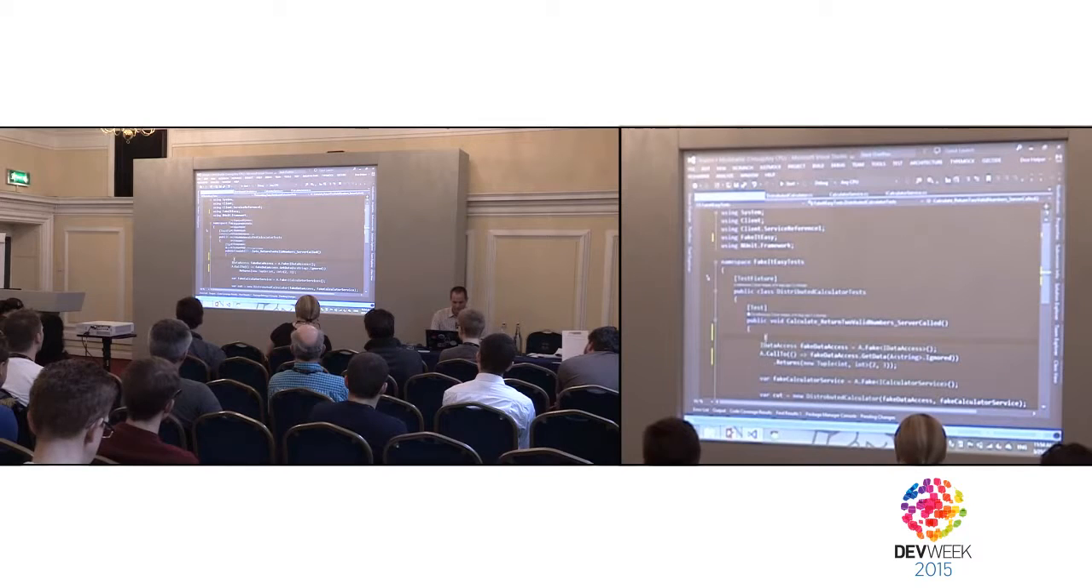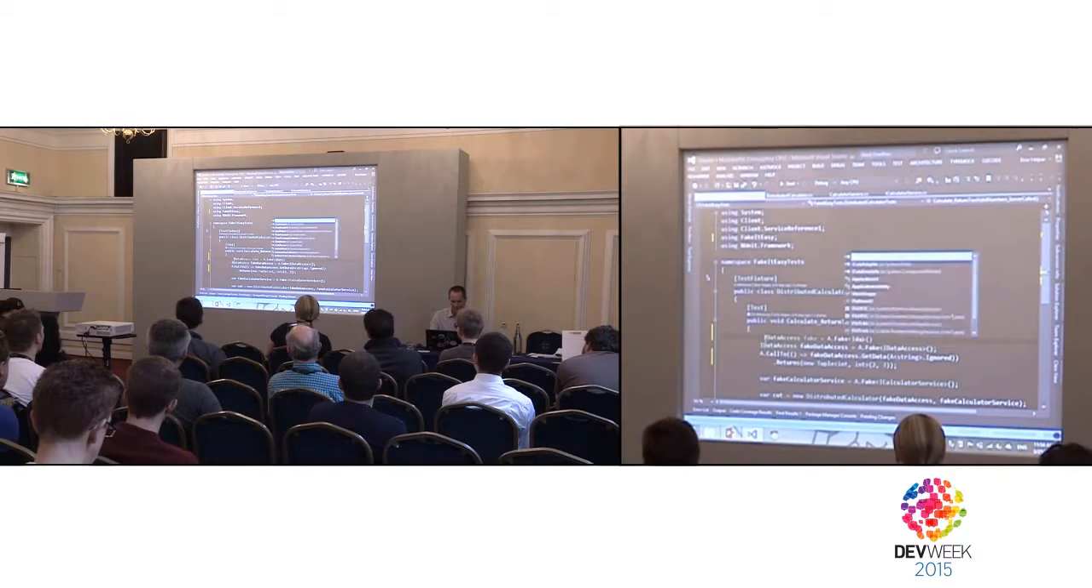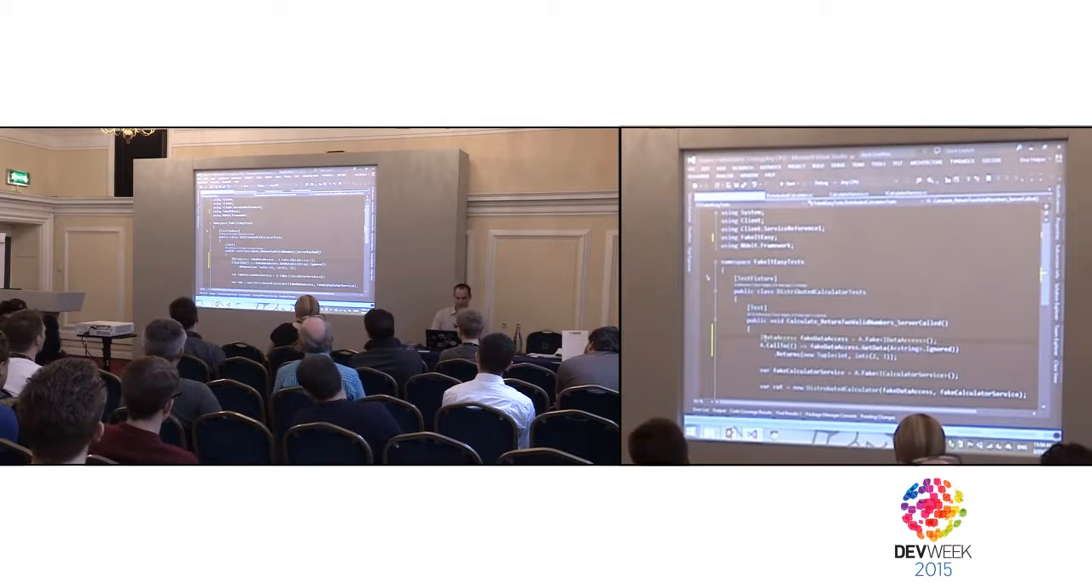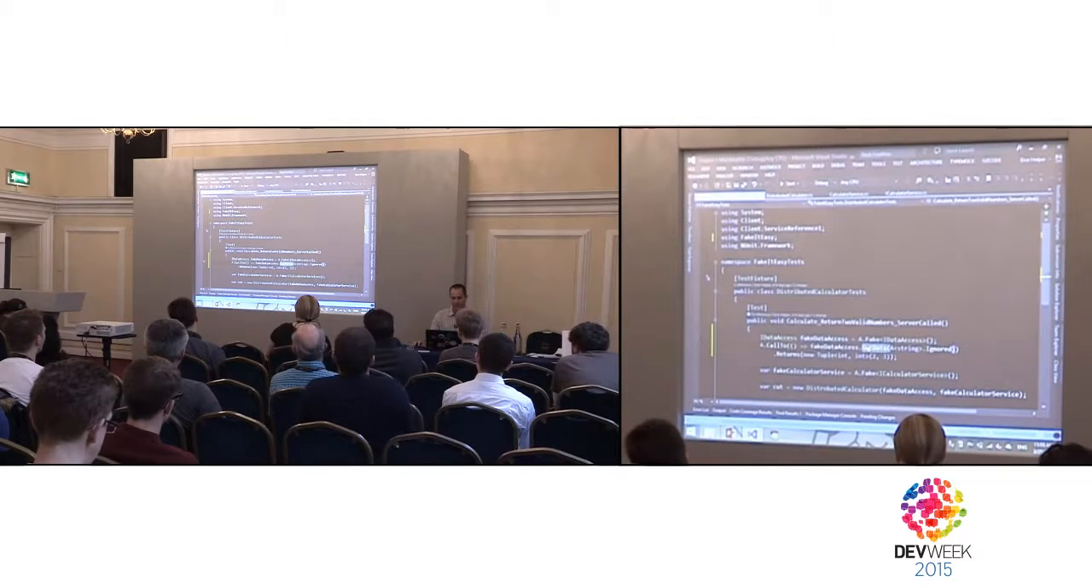For example, let's do the first line again. A.Fake of IDataAccess. And it just runs. I like the Fluent API. Very good use of it. Now, the second line, I say a call to fakeDataAccess.GetData with any string, I don't care which string, right?